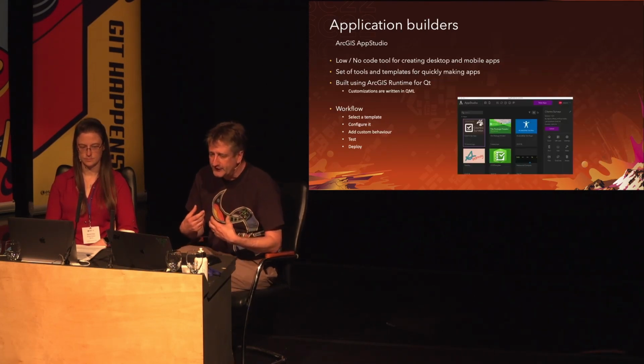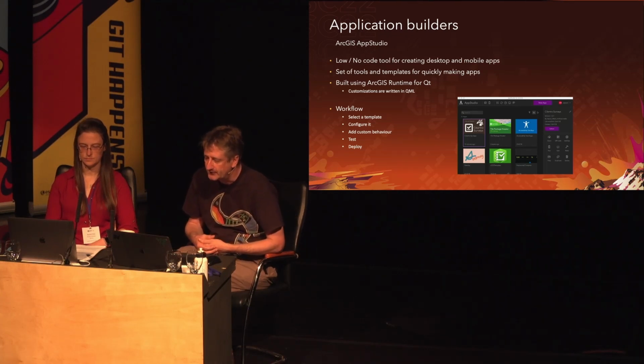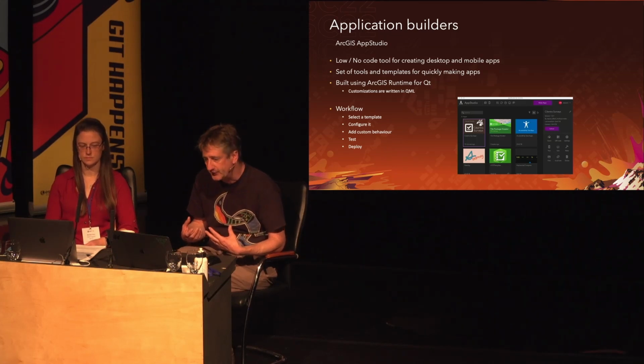The next stage of configurability that you can build upon is looking at one of our application builder technologies. So in the world of runtime, we have a product called AppStudio. And it's kind of a low or no code option for creating desktop or mobile applications. And there's a set of templates to quickly go about making your applications. So you can do things like personalize those applications with your own company logo on, for example. And again, this technology is built using ArcGIS Runtime, so our Qt API.